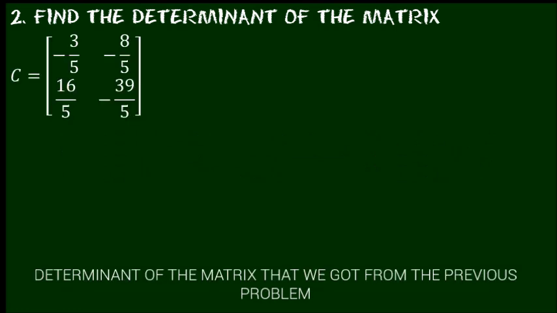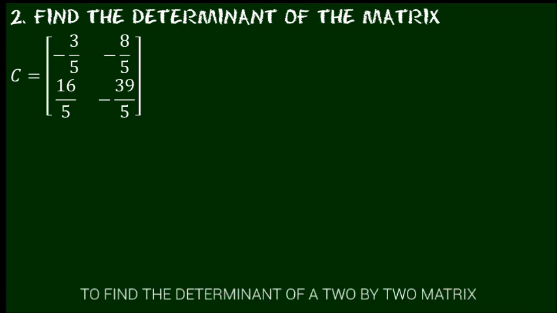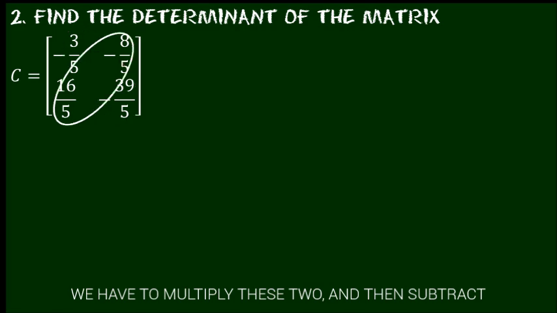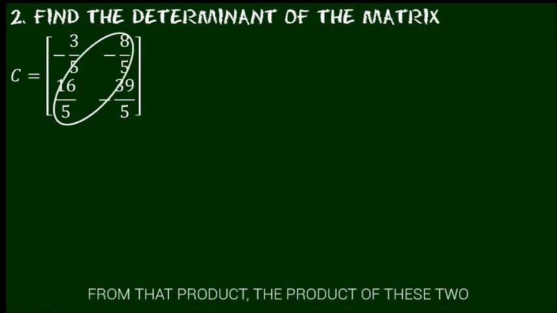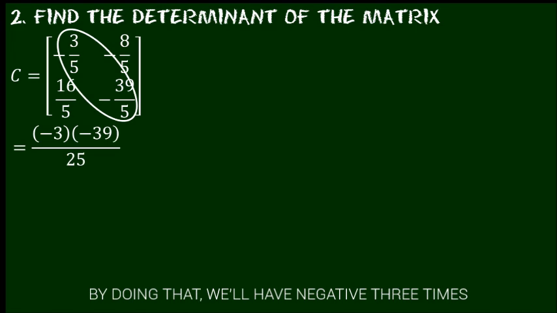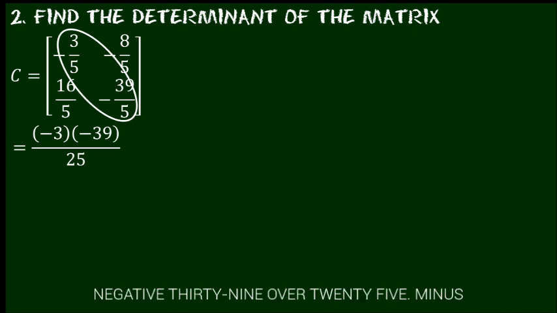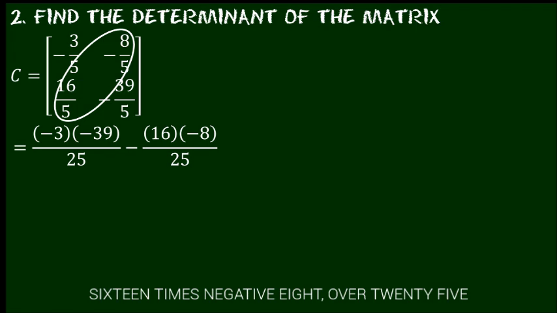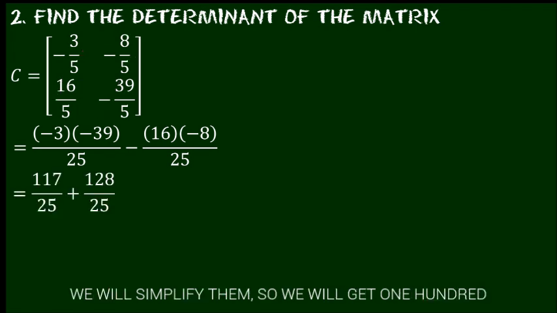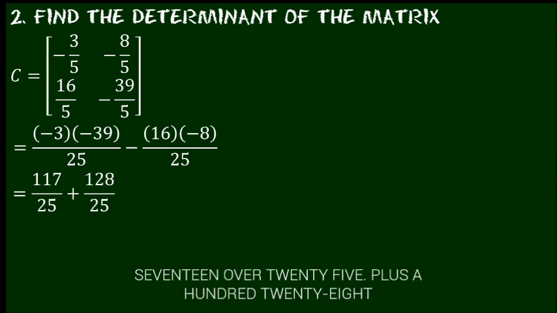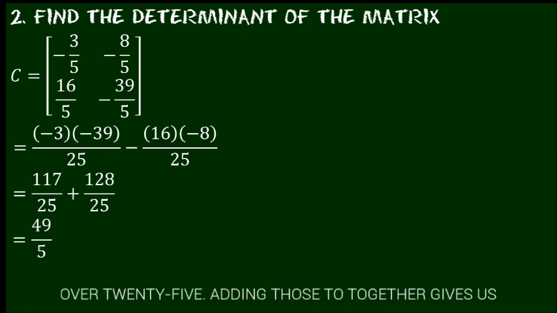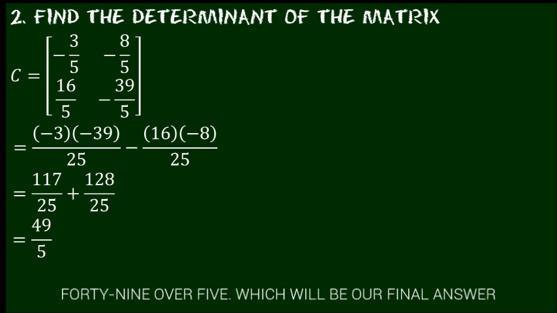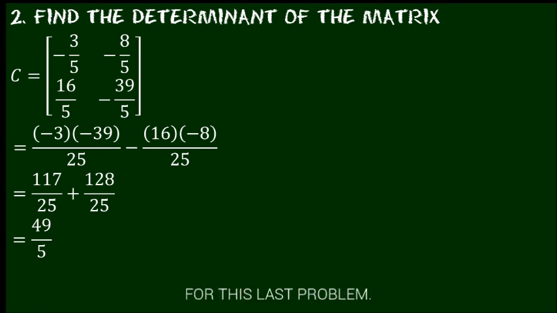Determinants. For our final problem, let us find the determinant of the matrix that we got from the previous problem. To find the determinant of a 2 by 2 matrix, we have to multiply these two and then subtract from that product the product of these two. By doing that, we'll have negative 3 times negative 39 over 25 minus 16 times negative 8 over 25. We will simplify them, so we will get 117 over 25 plus 128 over 25. Adding those two together gives us 49 over 5, which will be our final answer for this last problem.